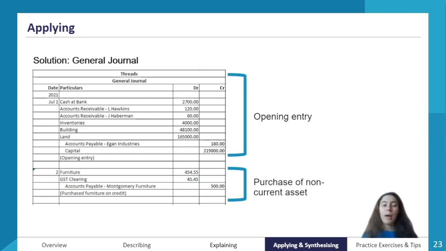So think about it as when you're buying something like this, the accounts payable figure will be the full amount. In this case, it costs $500, and then the other two accounts will make that balance. So in this case, we divide the 500 by 11 to get the GST, and then whatever is left over within that 500 amount, 454 in this case, is that remainder that we put against the furniture account.